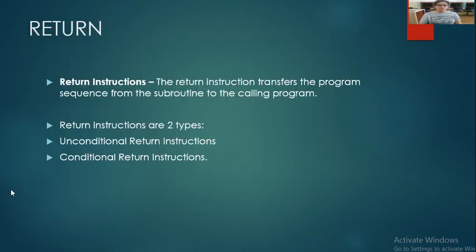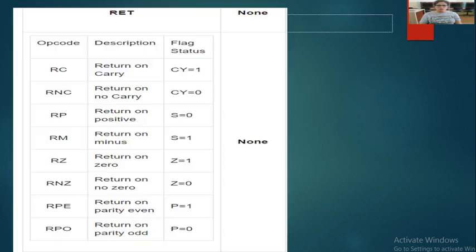Next category was return statement. In the return statement again we have studied 2 cases: unconditional return and conditional return. And here we have studied conditional return statements. So with this we have finished the 4th set, branching instructions.